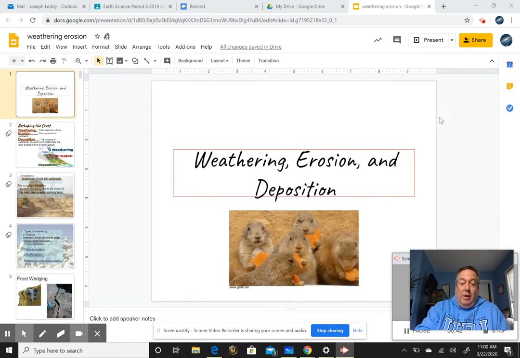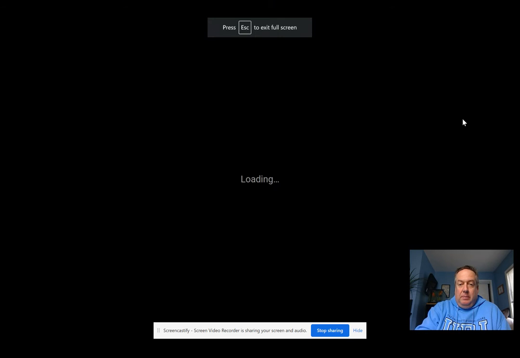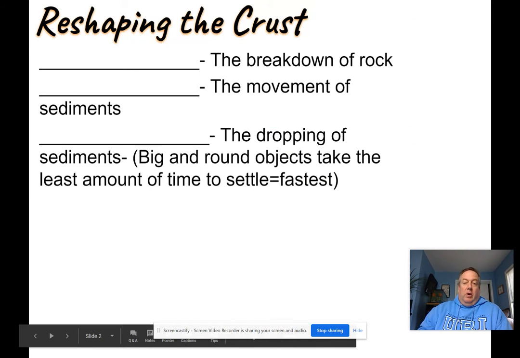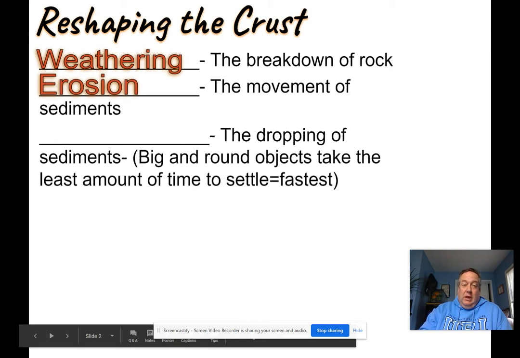This is our new unit, Weathering, Erosion, and Deposition. So first of all, I'm going to have to spend some time going over stuff that in middle school you guys learned and in all likelihood learned incorrectly. When I say erosion, you guys tend to think that that's the breaking down of stuff. It is not. The first thing we're going to cover is weathering, the actual breakdown of rock. Erosion is the movement of the sediments. So after it weathers, erosion comes in and takes it away.